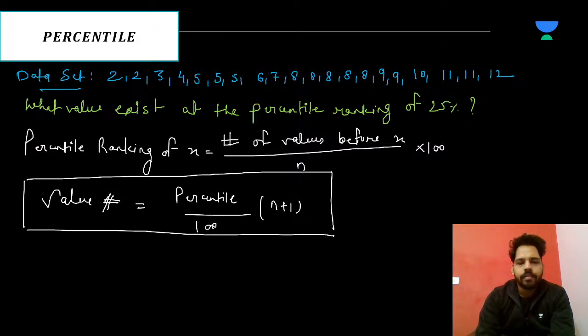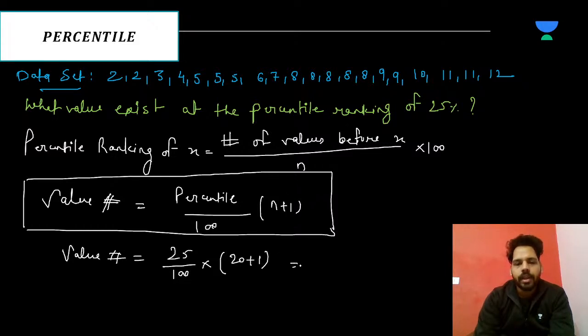Understand? So here you can write value is equal to percentile, which is 25%, out of 100. We have no need to write the percent sign because 100 is already written in the denominator, as 25% means 25 upon 100. Okay, into n plus 1. n is the total number. Total number of what? 20 plus 1. So we are getting 25 upon 100, that means 1 by 4 into 21. That means how much?